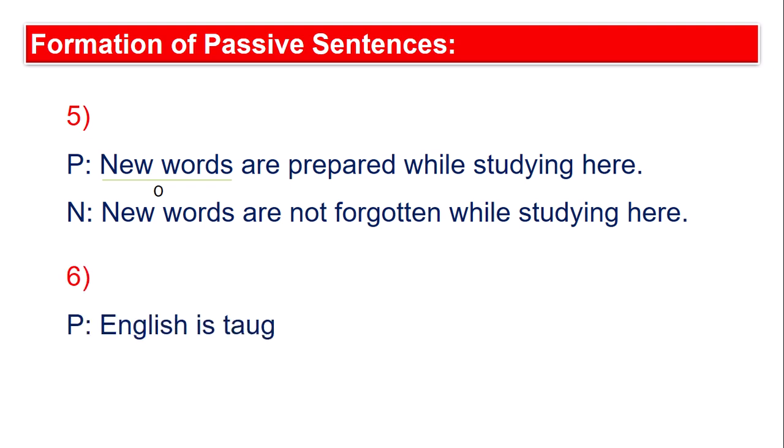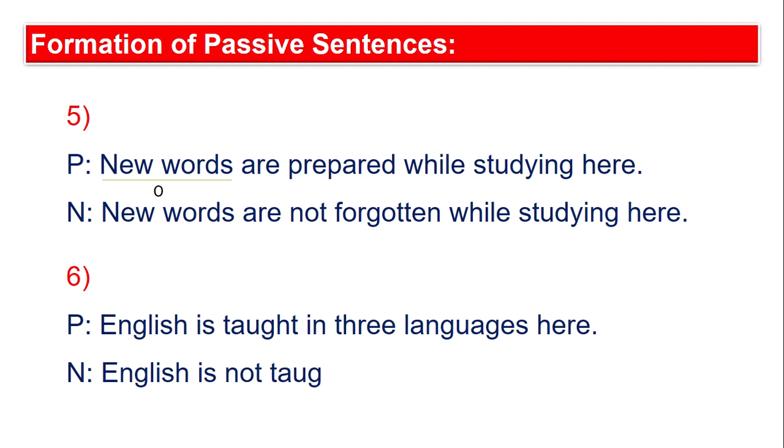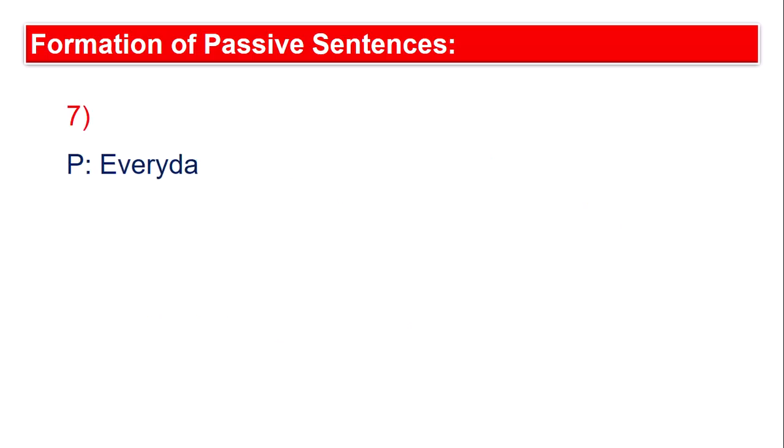Sixth sentence, English is taught in 3 languages here on our channel. English is not taught in 4 languages. So English is our object in this sentence. So identifying object, friends, is really very vital and important in passive sentences, and there are many instances where we use passives as well.